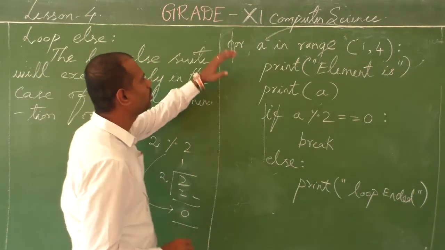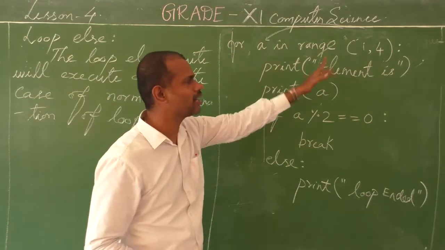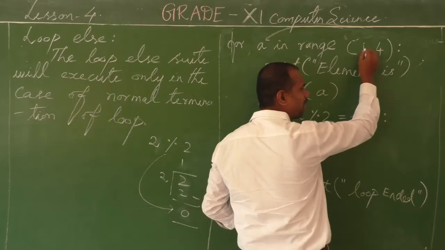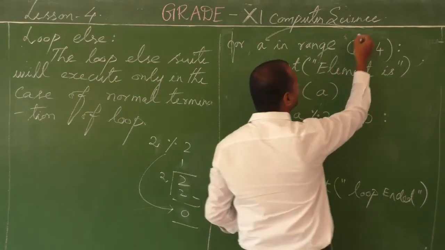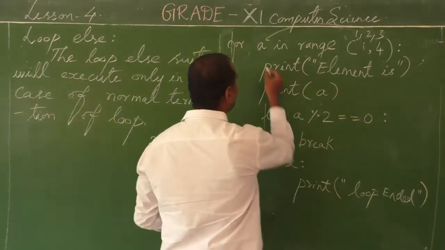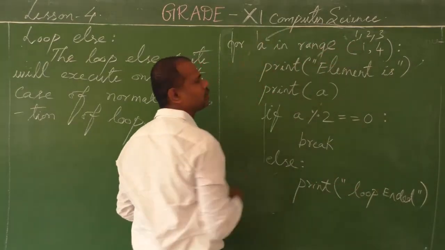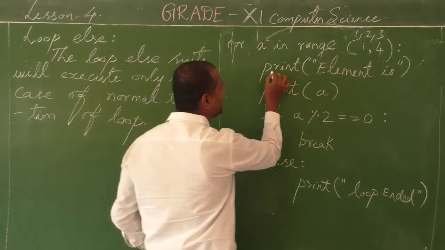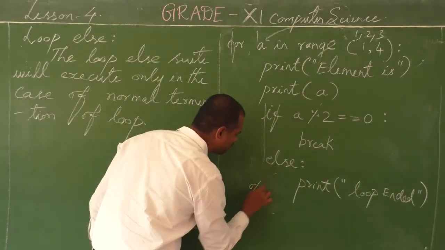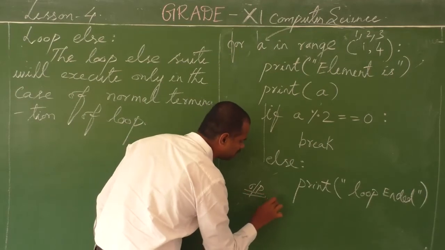Okay. So now for A in range 1, 4. What is the answer? Starting from 1 and ending before 4. Such that 1, 2, 3. Simple. Now A value is 1. Okay, done. Super. Print element is, such that in output you have to write 1.